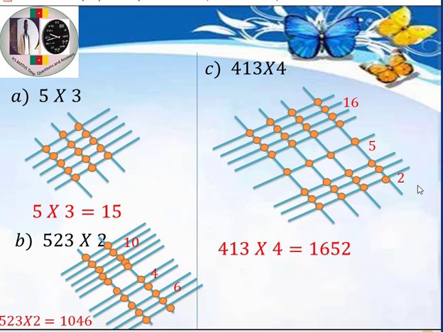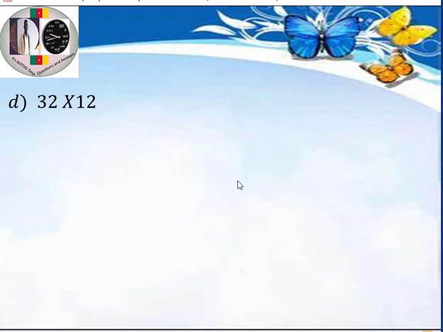So guys, punch your calculator and you will see that the answers are exactly accurate. So let's see the next example, which is 32 times 12. So again, we are now multiplying two numbers by what? Two numbers.